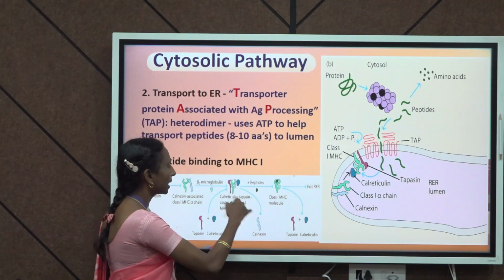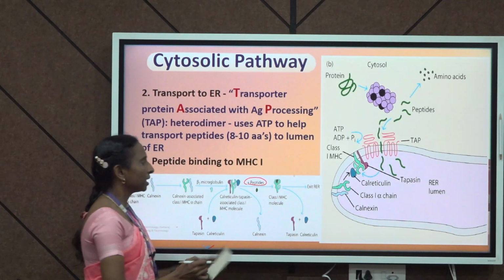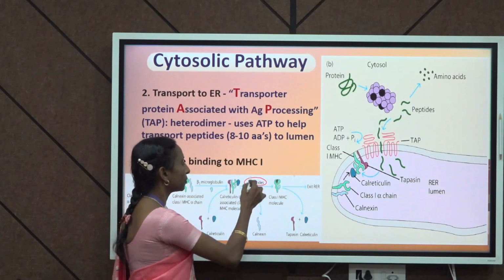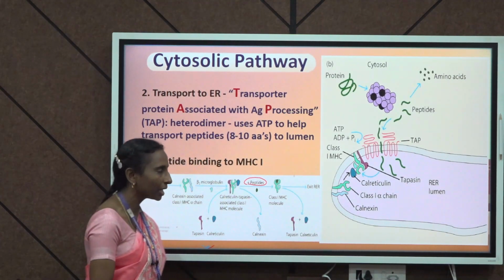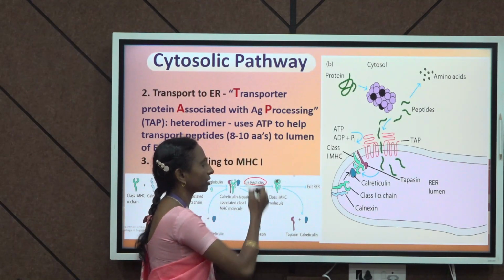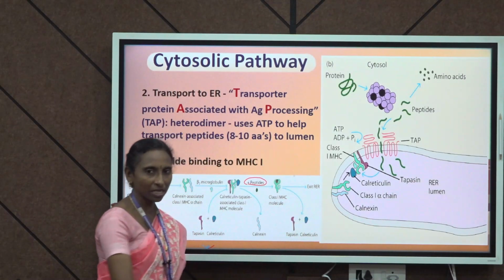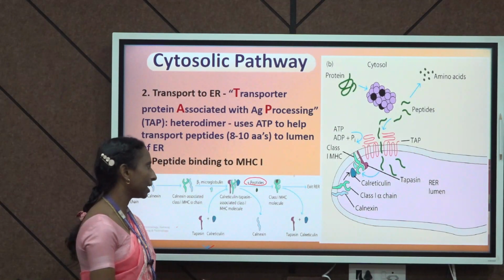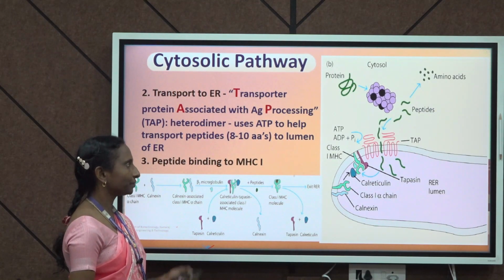So, when this entire complex comes in contact with a peptide, it can be any kind of peptide, in this case our antigen, this will lead to dissociation of calnexin, tapasin and calreticulin, finally giving you the class 1 MHC molecule associated with our protein. And this then exits the endoplasmic reticulum and is presented on the surface of the cell. So, this is the overall picture of the cytosolic pathway.